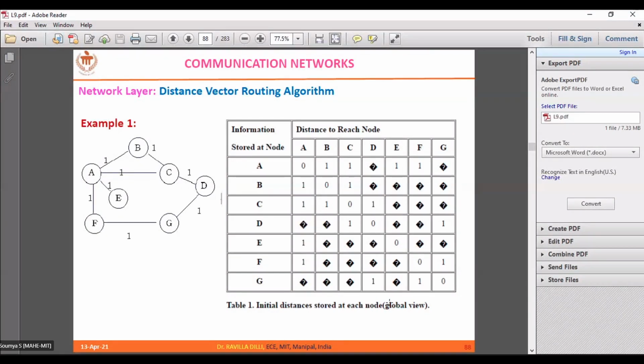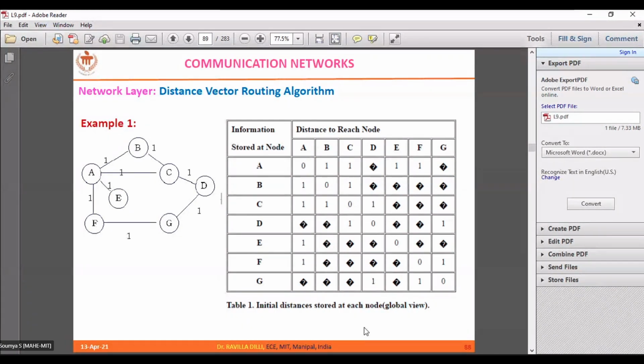Right? So A to A, this is nothing but the same cost matrix that we had written earlier with respect to Dijkstra's algorithm. Fine. So this is also known as a global view, right? It's known as a global view because you're getting the distance from each node to every other node of the network. It's a global view.